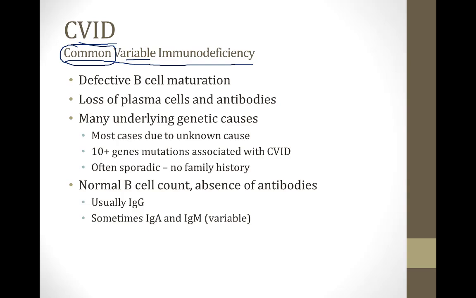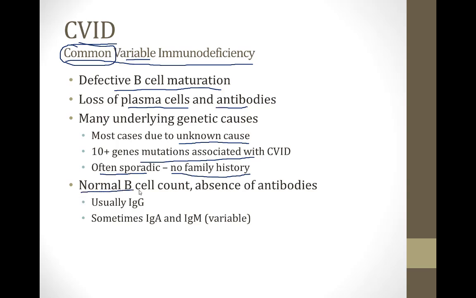The cause of CVID is defective B cell maturation, so there is a loss of plasma cells and antibodies. There are many underlying genetic causes, and most cases are due to an unknown cause. There are more than 10 gene mutations associated with CVID. They are very unlikely to ask you on Step 1 which gene causes this condition. And an important thing is that it is often sporadic, so there is no family history.